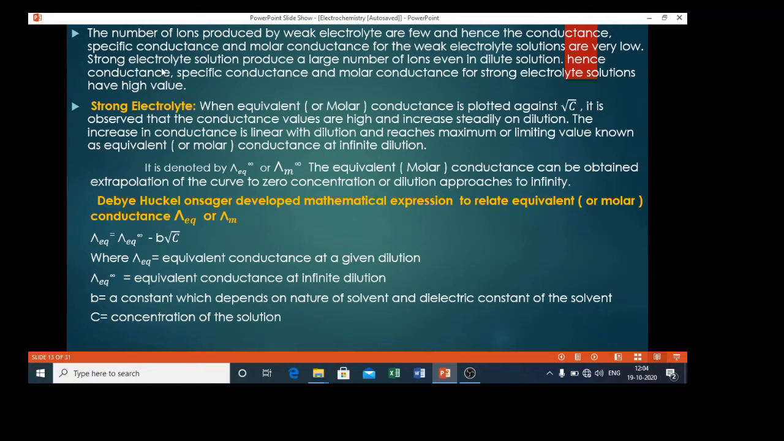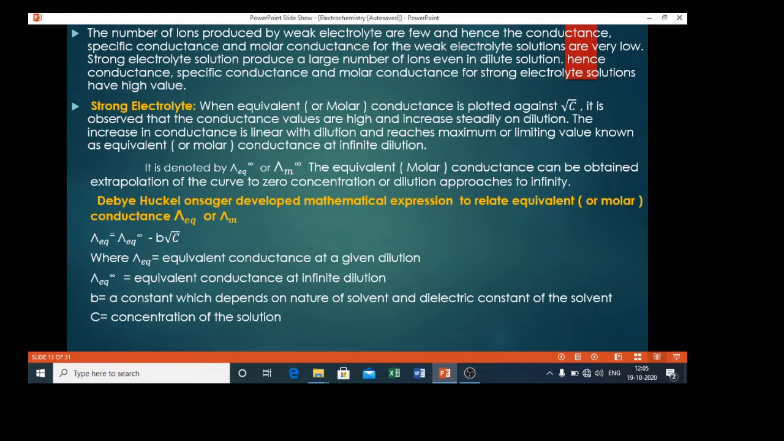In the case of a strong electrolyte, the solution produces a large number of ions, even in dilute solution. Hence, the conductance and molar conductance for strong electrolyte solutions have a very high value.